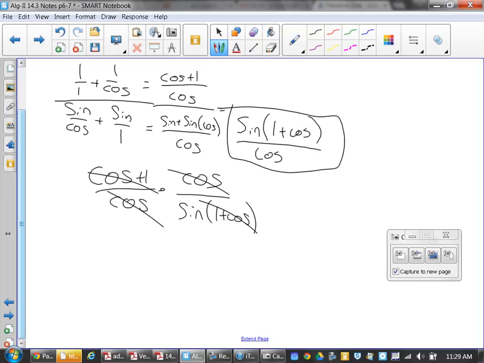So much easier. And you have 1 over sine. When you simplify all this out, you probably just wrote down sine. But remember, this is a denominator. Up top is a 1.